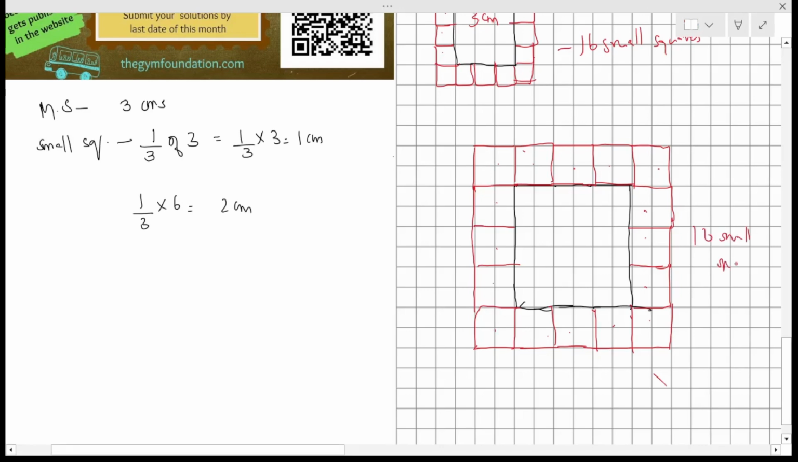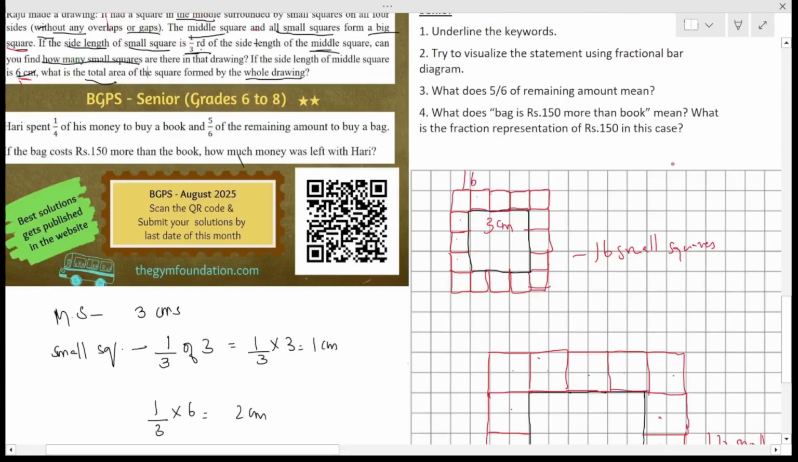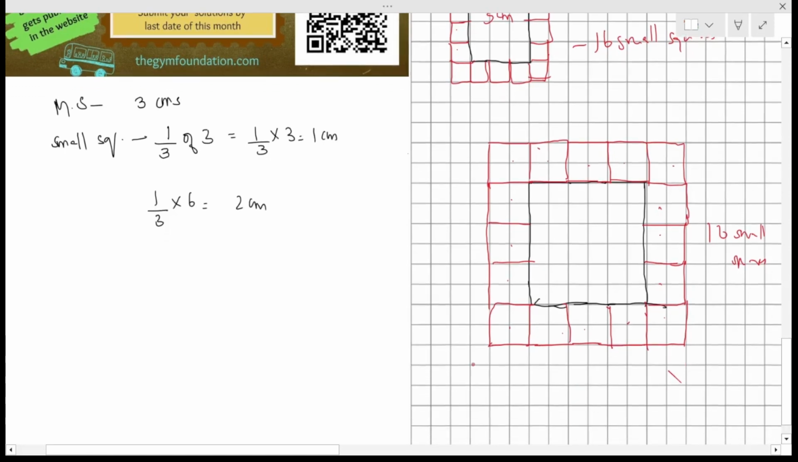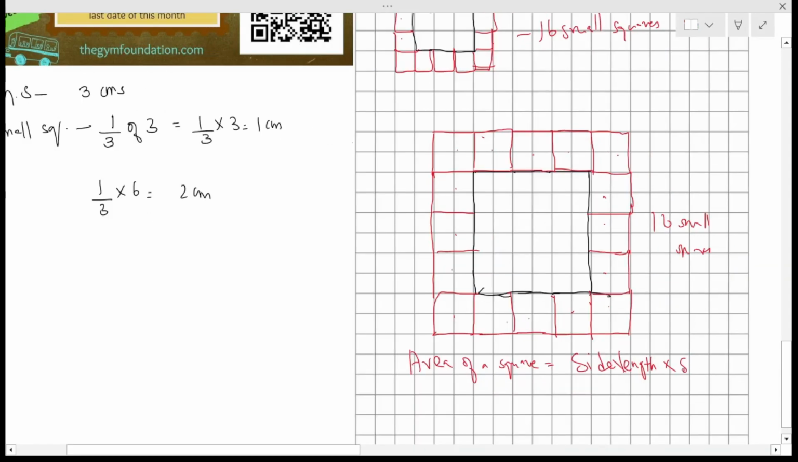Wow. And the question is also asking what is the total area of the square formed. So how do I find the total area? I think you all might know the area of a square can be found by multiplying the side length of the square by itself, right? So side into side is the area of the square. So let's count how many sides. Do I just count like this as one? No, because this is 2 centimeters, right? That's what we figured out.